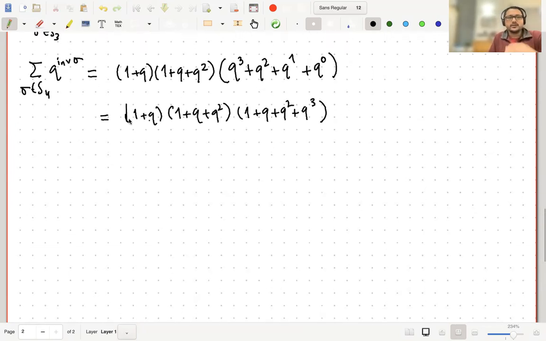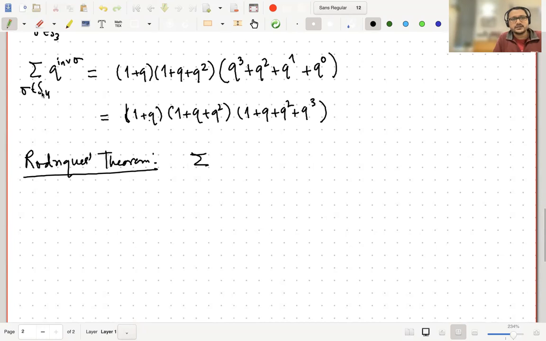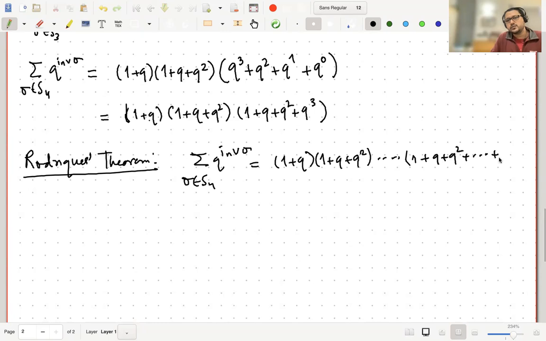Now I think you see where this is going. So there is a very general formula, and this is called Rodrigues formula or Rodrigues theorem. So let me just write down the theorem. The theorem states that if instead of S3 and S4, you just take Sn, then the polynomial that we are going to get is this, and so on up to 1 plus q plus q squared up to q to the power n minus 1. So this is the inversion polynomial, if you would like to call it.